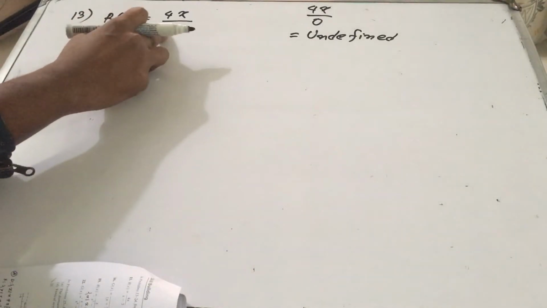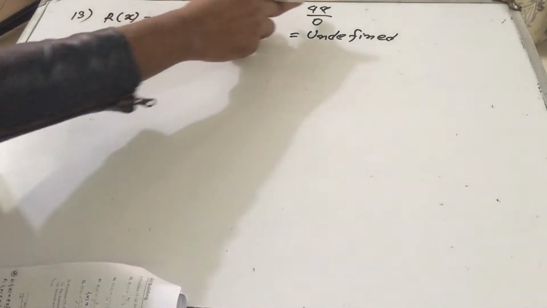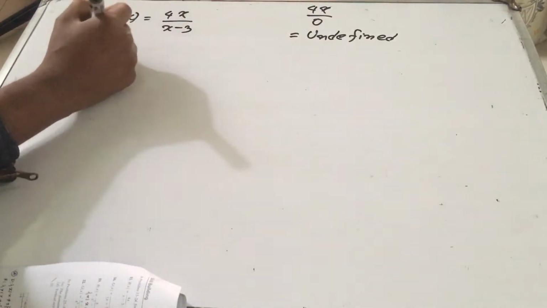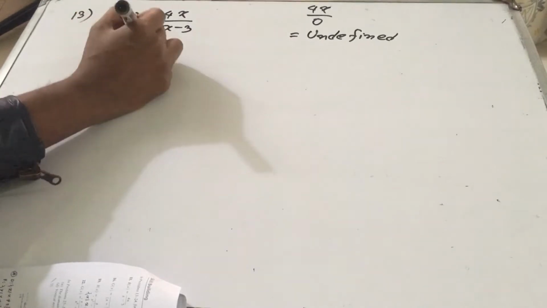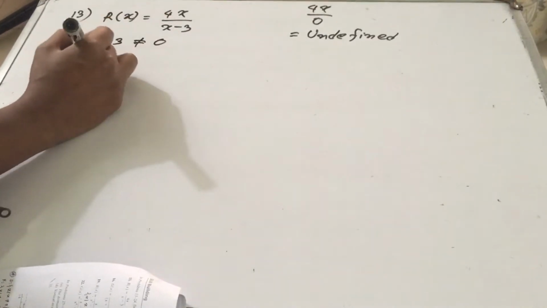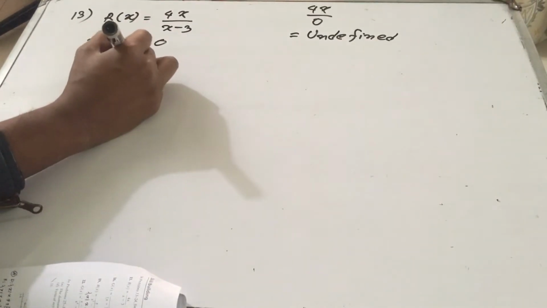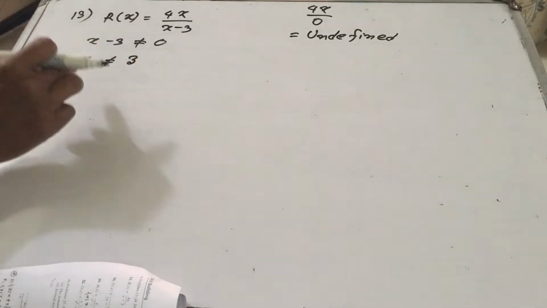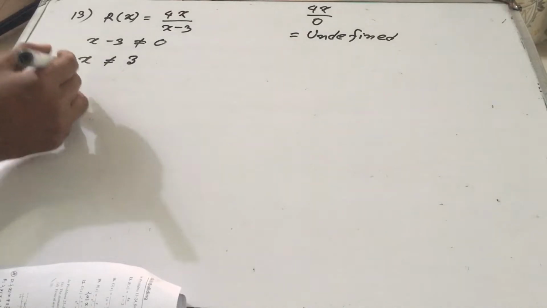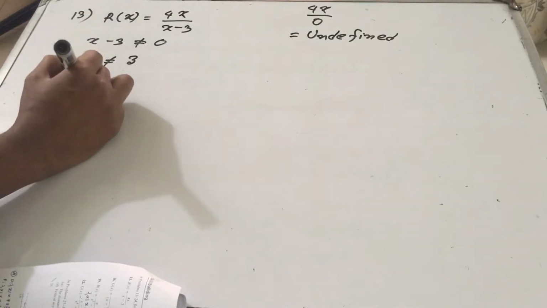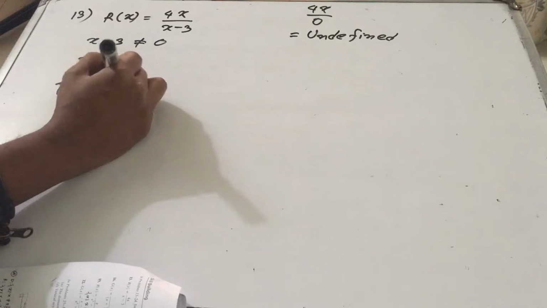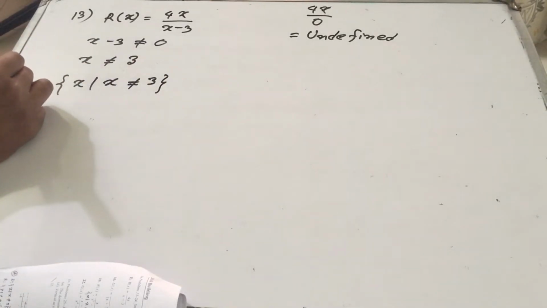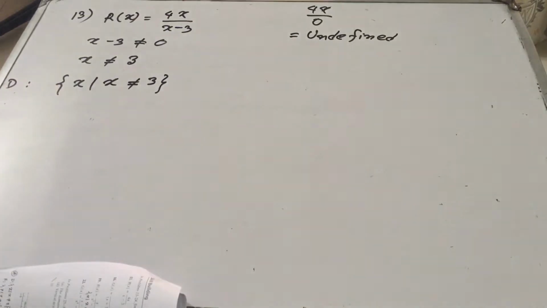Anyway, this value here cannot be 0, but this 4x can be 0, because on the upper side, if it is 0, then we have no problem. That's why we will write x minus 3 cannot be equal to 0. Then we get the answer x is not equal to 3. That means x equals 3 we cannot put there. So the domain of this function will be all real numbers x, only x is not equal to 3. That is the domain of this function.